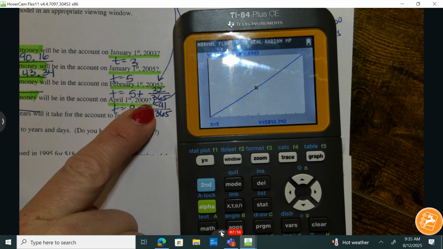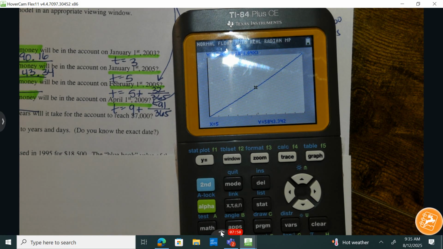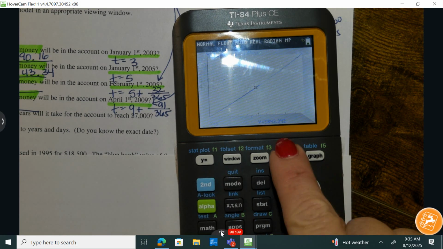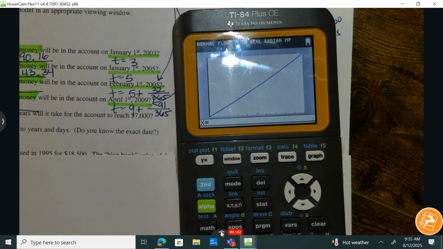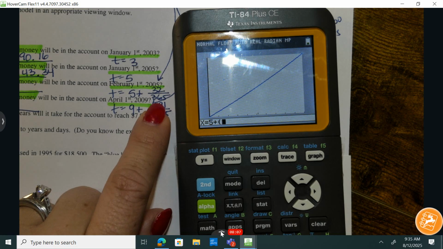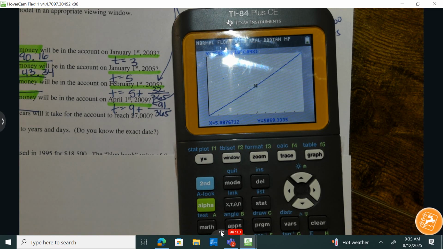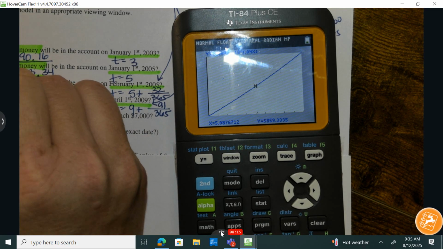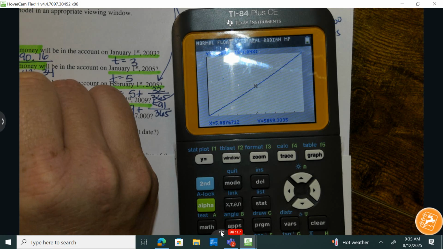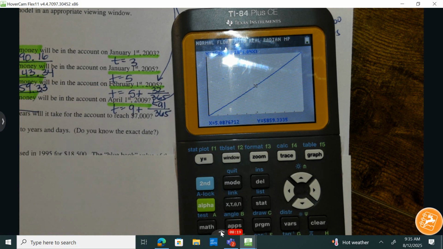Remember, anytime we use fractions, we're going to use parentheses. So please go second, calculate value, and then I'm going to slow it down. 5 plus, now in parentheses will be 32 divided by 365. And our answer would be $5,859.33. Okay, are you ready?